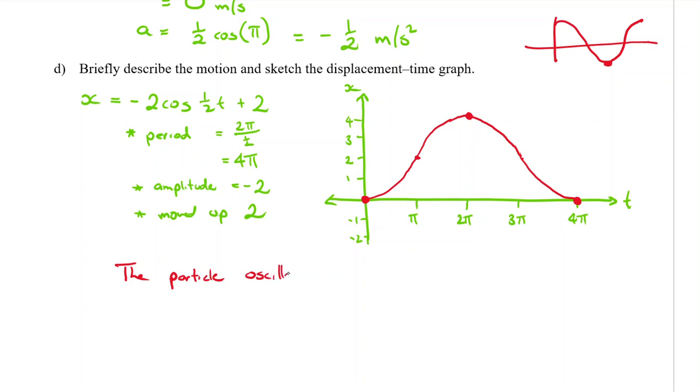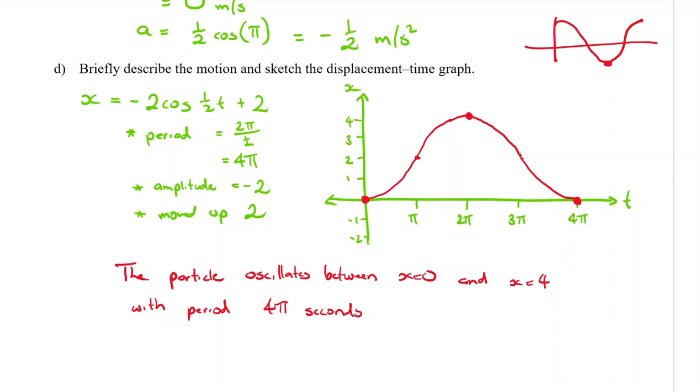All right, the particle oscillates between x equals 0 and x equals 4 with period 4 pi seconds. All right, we have one more to do, but I'm going to move over here because my battery's about to die.